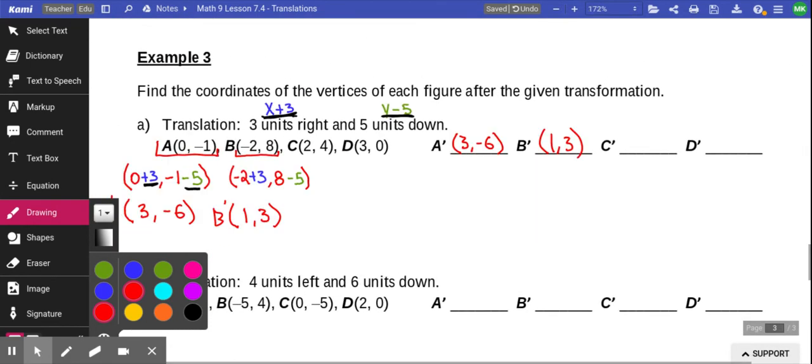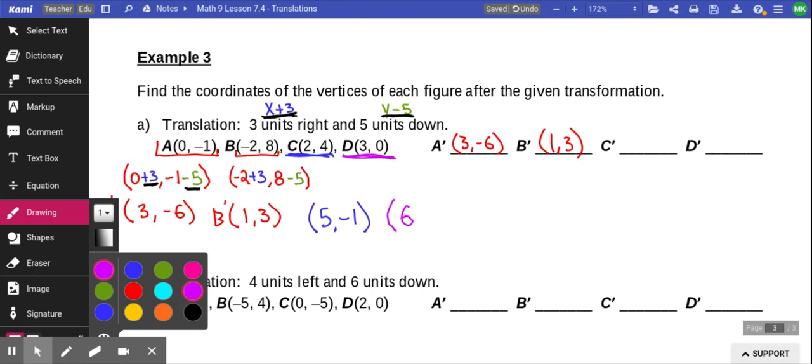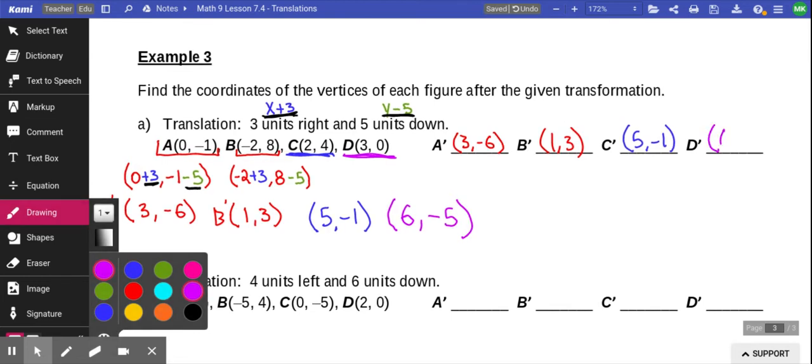Gorgeous. If you try this with C and D, C would be 2 plus 3 is 5. 4 minus 5 is -1. That's for C. And if you do point D, 3 plus 3 is 6. 0 minus 5 is -5. And that gives me my C prime and my D prime. 5, -1, and 6, -5.